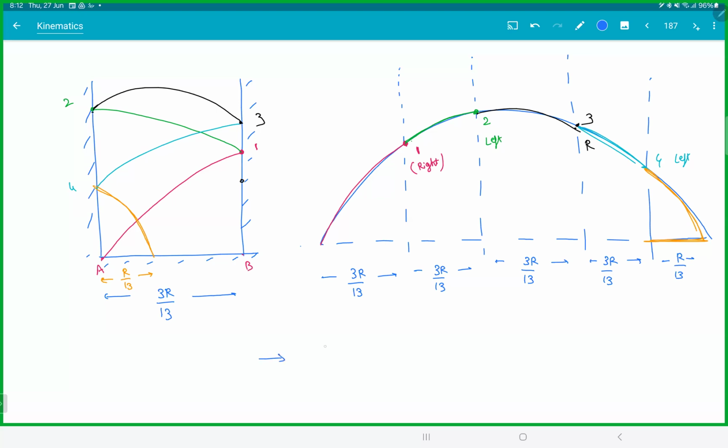And for the second part of the answer, the vertical components are unaffected during collision. Therefore, H max and time of flight remain the same. Clear? Let me give you one more.